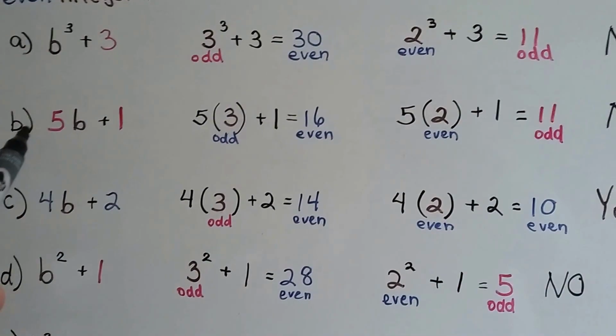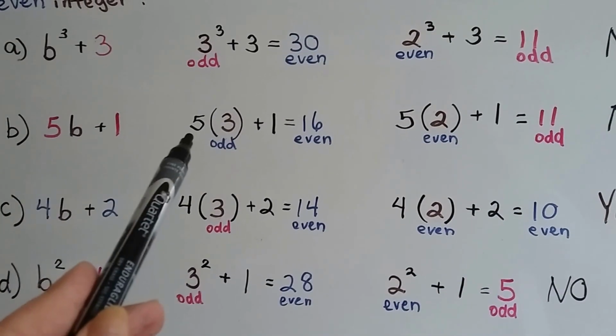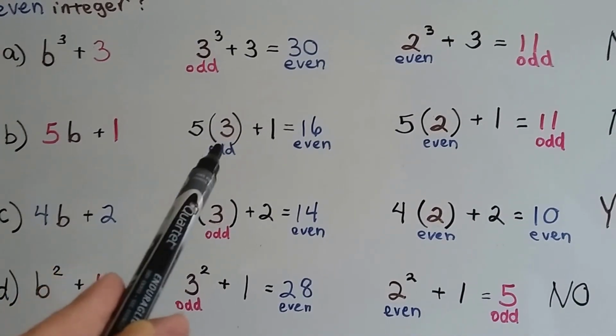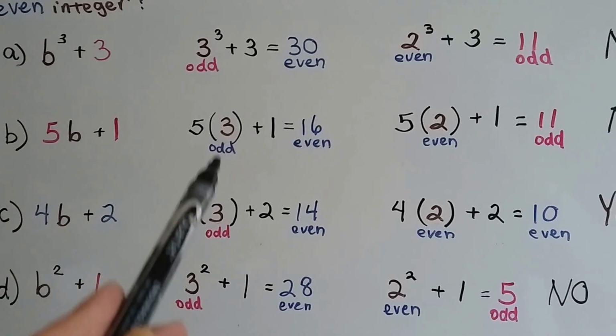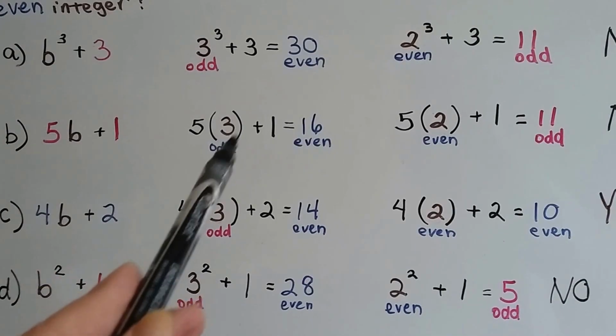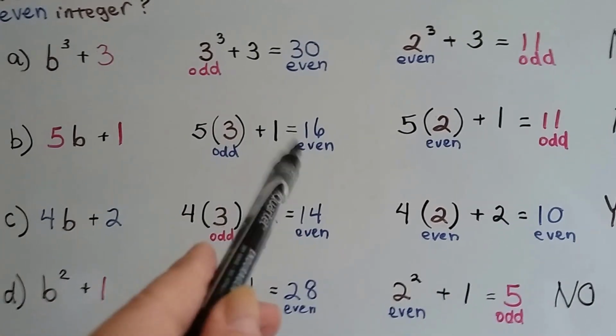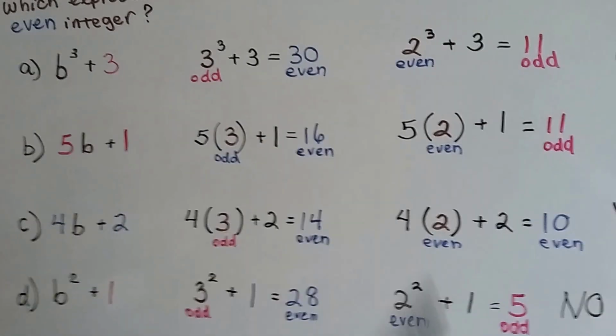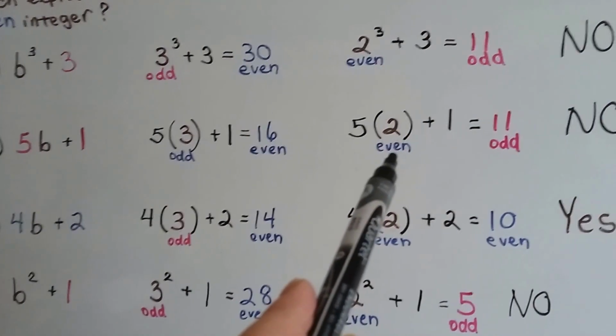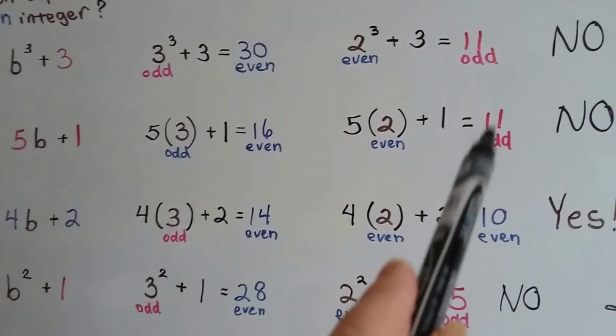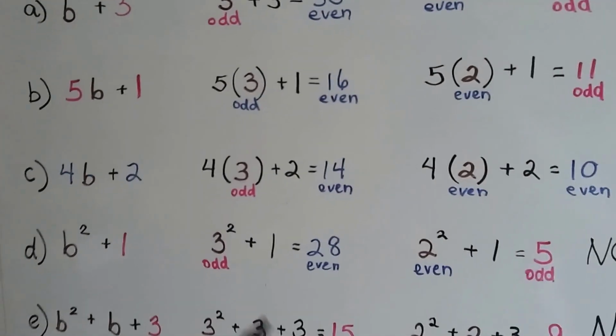When we plug in for 5b plus 1, we've got 5 times 3. That's an odd number. It makes a 15, which is an odd number. When we add 1, it makes an even. So that one's starting out on the right track. That's even. When we plug in an even number and add a 1 to it, we come up with an odd. So no, that one doesn't work.